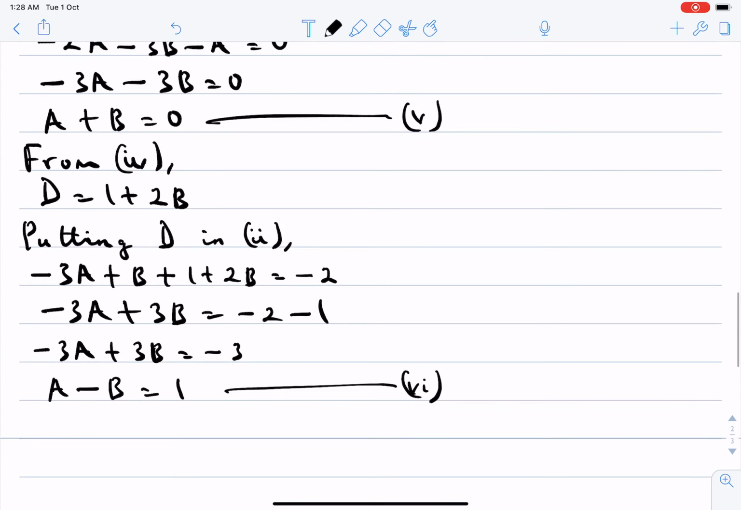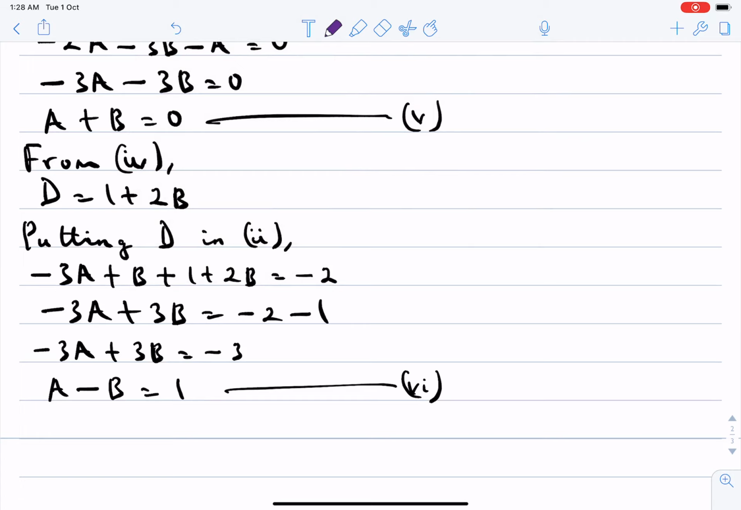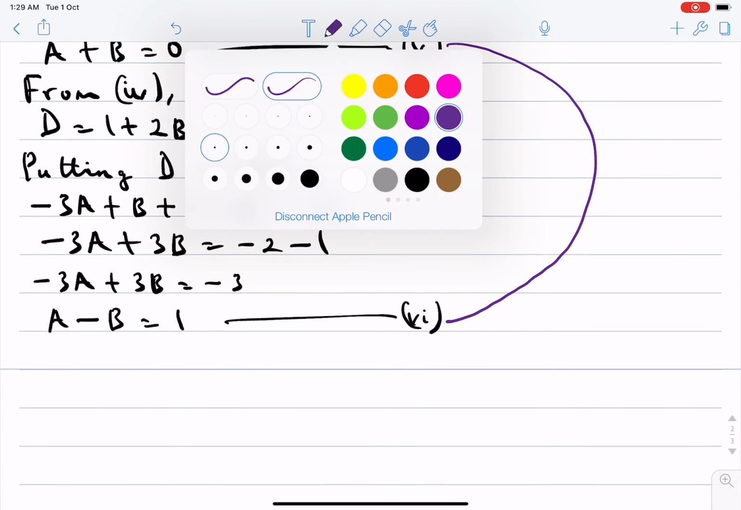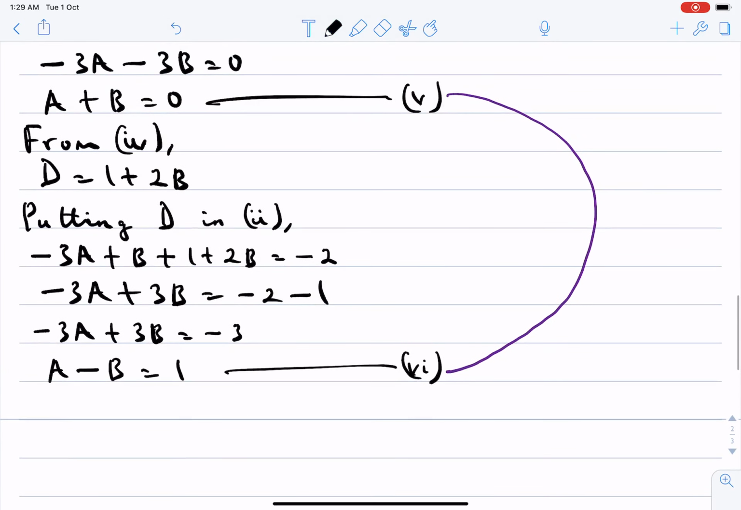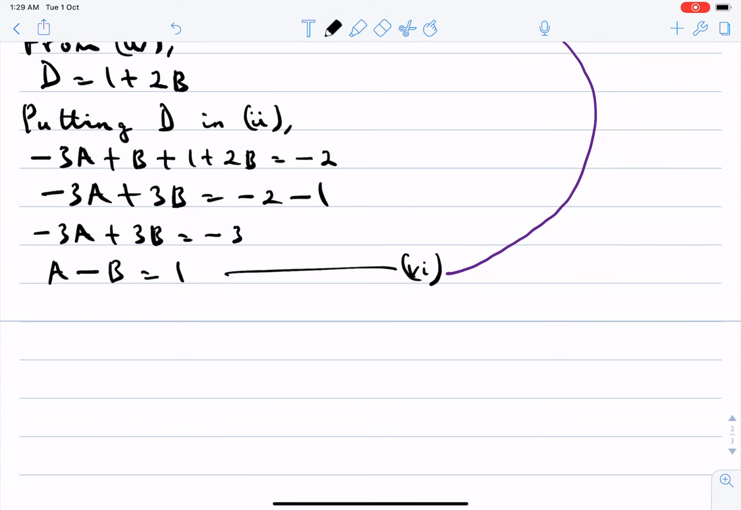So I can now solve equations 5 and 6 simultaneously. We can see that 5 and 6 are in terms of a and b. So I can solve them simultaneously for the values of a and b. Solving 5 and 6 simultaneously.